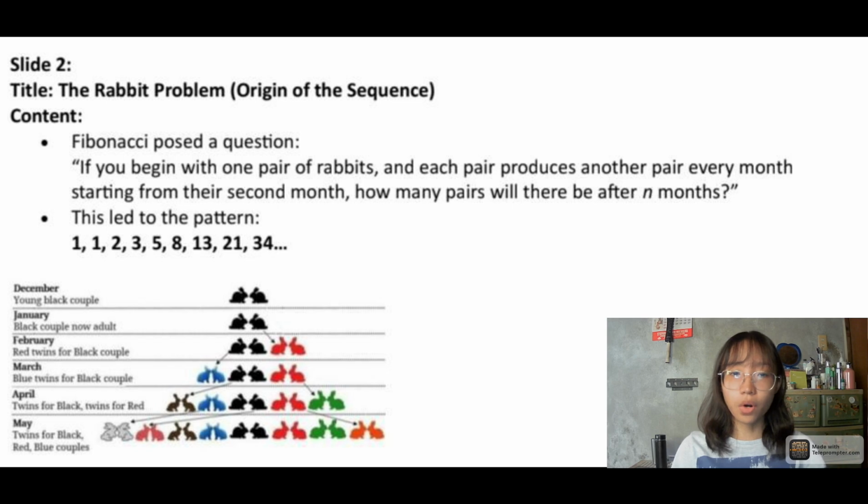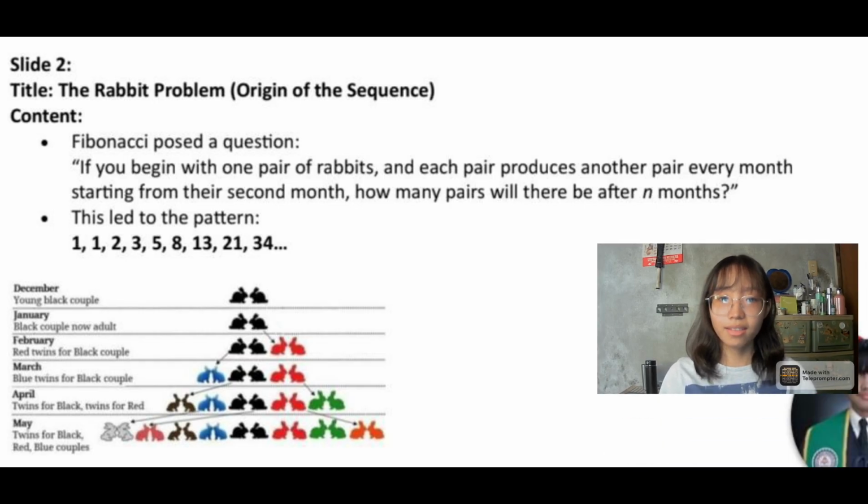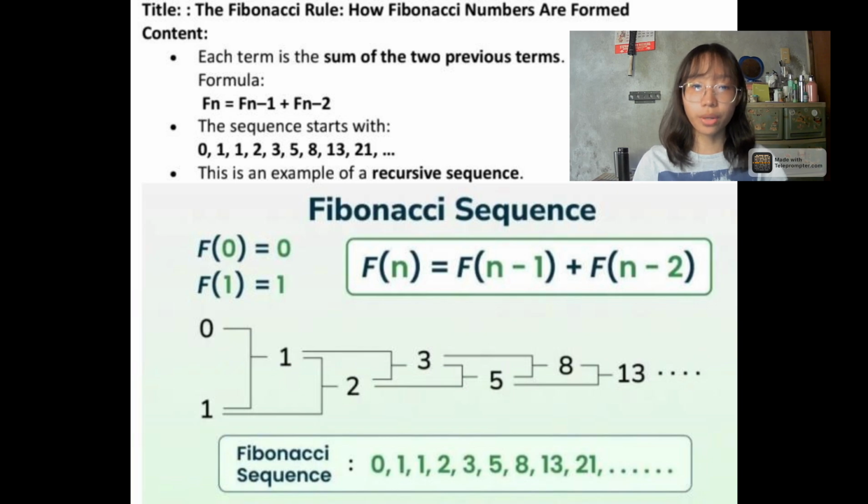The rabbit problem, or the origin of the sequence. The Fibonacci sequence started from a simple question about rabbits. Fibonacci posed a question: if you begin with one pair of rabbits and each pair produces another pair every month starting from their second month, how many pairs will there be after a year? This led to the pattern 1, 1, 2, 3, 5, 8, 13, 21, 34. Each number represents how the rabbit population grows month by month. The problem was the foundation of what we now call the Fibonacci sequence, a pattern that keeps appearing in nature and science. Next, let's understand how this pattern is formed mathematically.